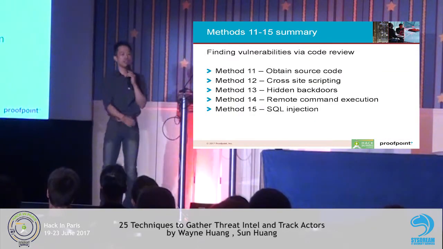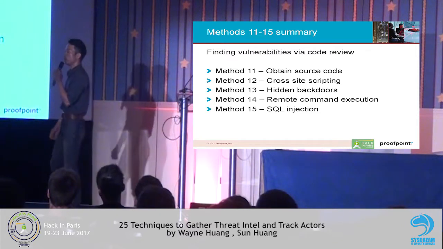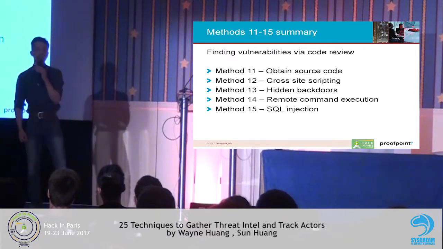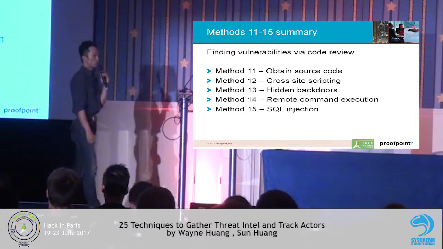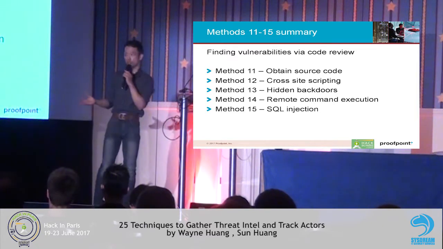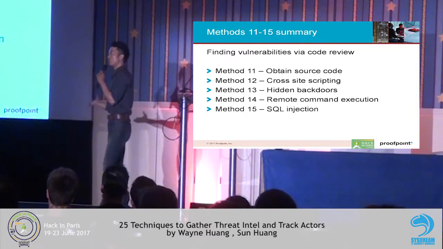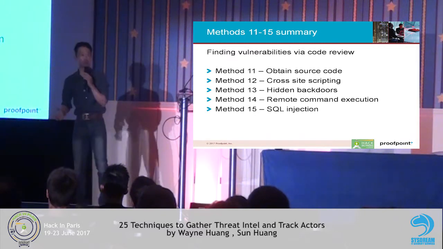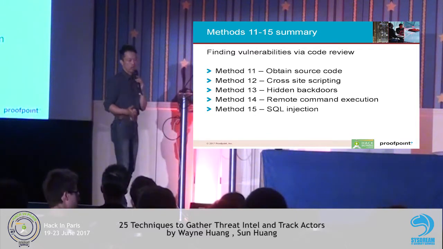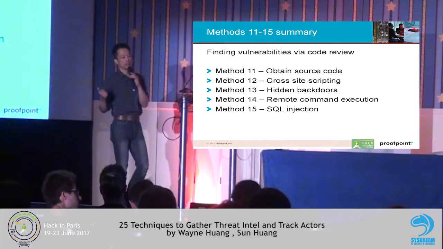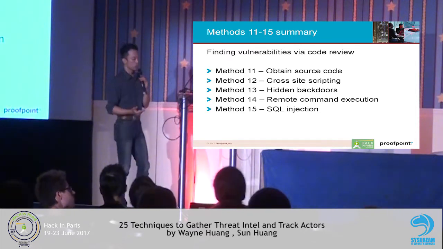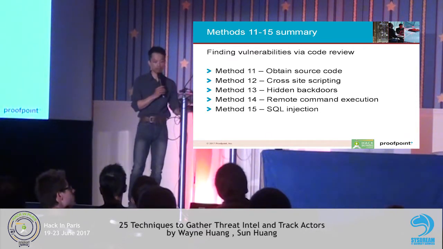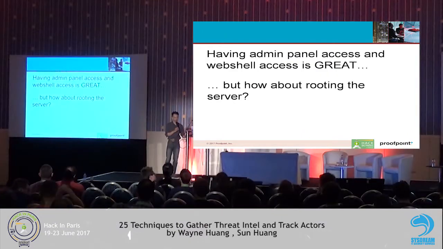Okay, so methods 11 through 15 all have to do with deeper vulnerabilities that are easier to find using source code review. You can also find these without having source code. It's just easier to find with source code. Cross-site scripting, backdoors, remote command execution, and SQL injections. All very powerful and very useful.